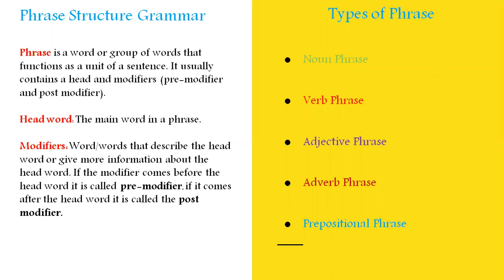For example, boy is a head word. Before boy we have a. A is a pre-modifier because it occurs before the head word. And a boy in the class. In the class. These three words are called as post modifiers because they occur after the head word.